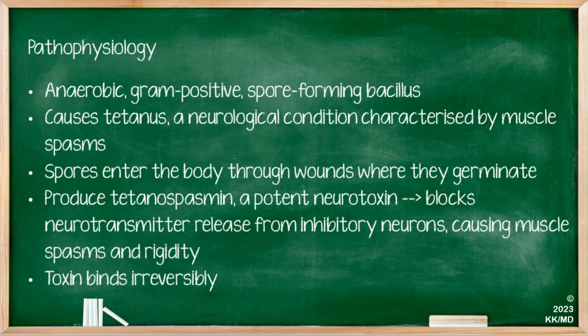The pathophysiology of Clostridium tetani is that it's an anaerobic gram-positive spore-forming bacillus. It causes tetanus, which is a neurological condition characterized by muscle spasms. Spores can enter the body through wounds where they germinate. It can produce tetanospasmin, which is a potent neurotoxin. This blocks the neurotransmitter release from the inhibitory neurons, causing muscle spasm and rigidity. The toxin binding is irreversible.